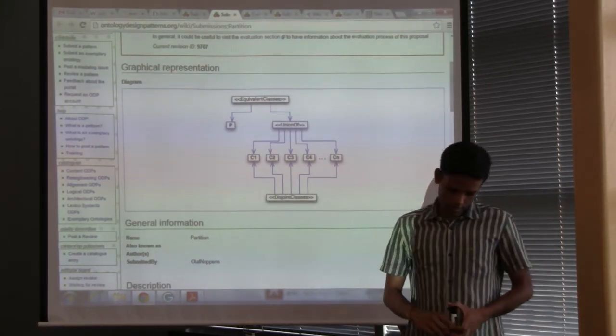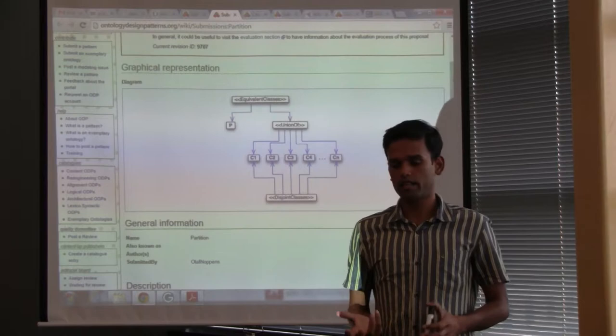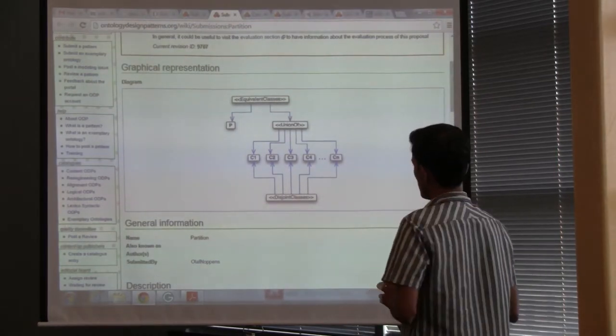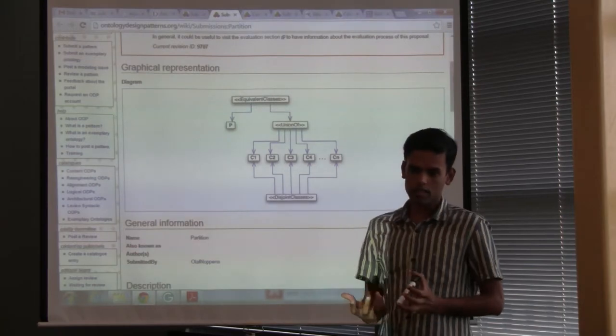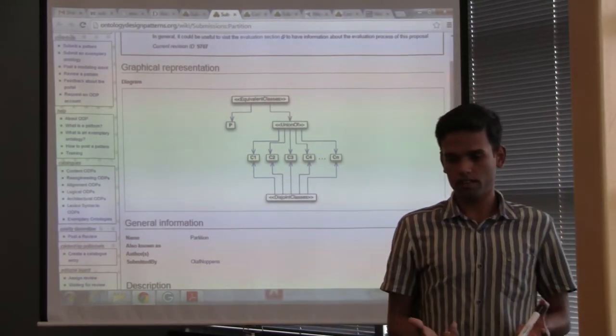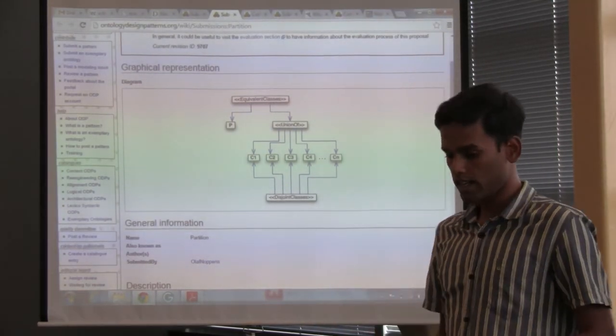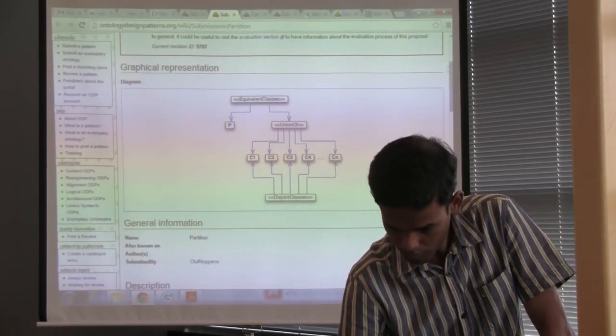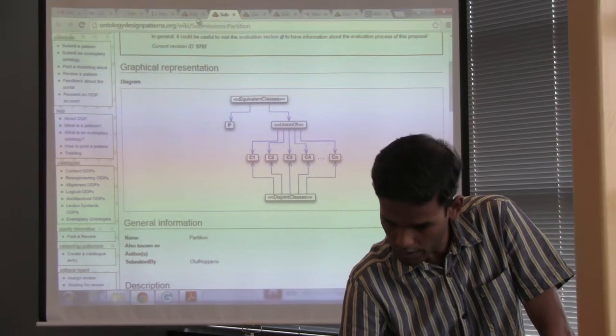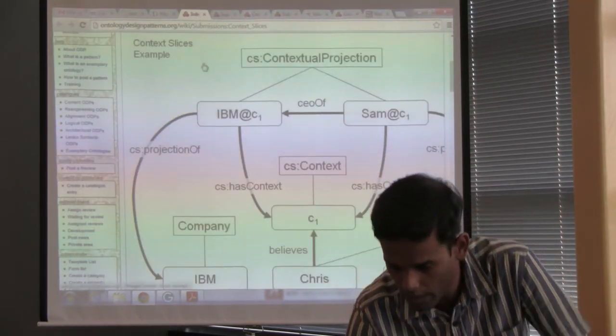So something like this, they came up with standard solutions for typical frequently occurring patterns when you try to design a knowledge base. And another example would be here.